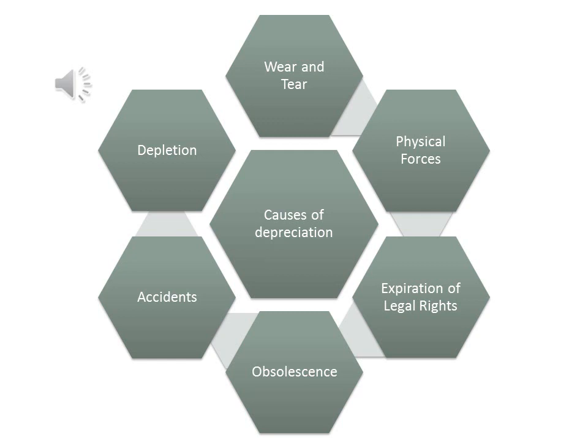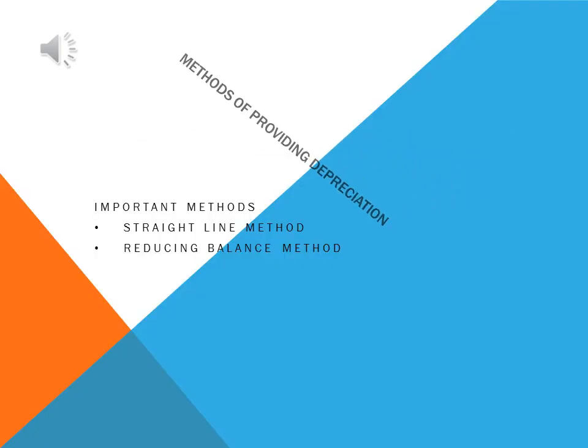Next we have different types of depreciation. Methods of providing depreciation, dear students. The two very important methods are the straight line method and the reducing balance method. In this chapter, you will be learning both these methods in calculating the depreciation of an organization. To tell about the first one, the straight line method, it is the simplest and most widely used method in providing depreciation. Let us go to the next slide now.